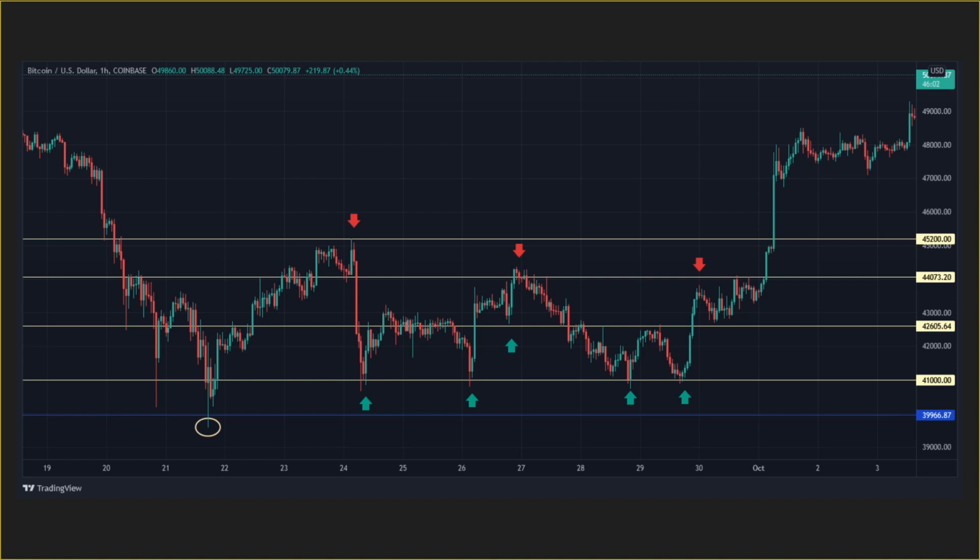We want to take profits as price is reaching those levels of resistance. Maybe not full profits. Maybe we take a portion of our profits. Maybe we'll take a third of our position. We'll take half of our position. There's multiple ways to approach this.